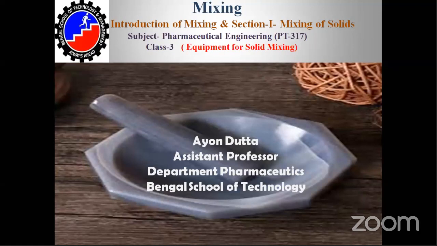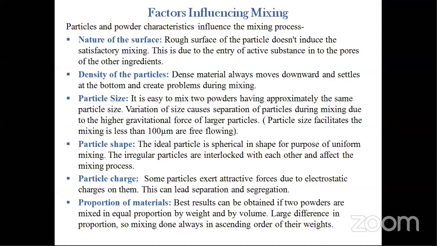So first, we have to know what types of factors affect uniform mixing and reduce the mixing quality during solid mixing. So today we come to the factors influencing the mixing. There are several factors that influence or affect the mixing process. These factors we have to maintain during the mixing process. They can improve the mixing process or reduce the mixing quality of the solids. So what are the factors?